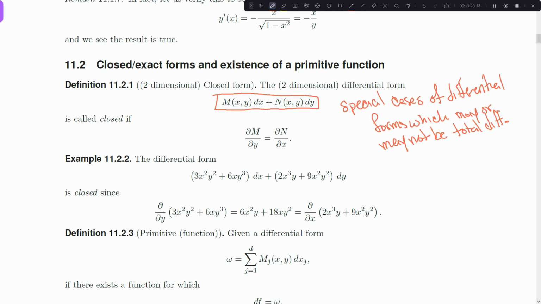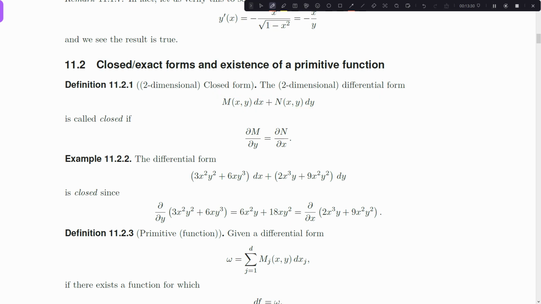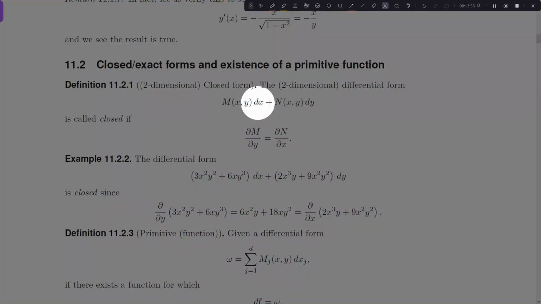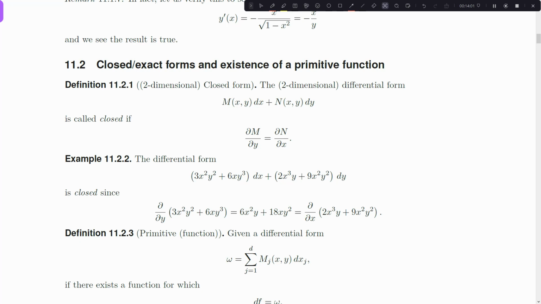Okay, so we're going to define a closed form as just a collection of functions in front of my x and y differentials, some function of x and y, another function of x and y, that are in front of differentials dx and dy, with the specific property that if I compute a partial derivative of m in y and a partial derivative of n in x, they're equal to one another. We're going to call those closed. And I think this was something you probably encountered in Calc 3 as well.